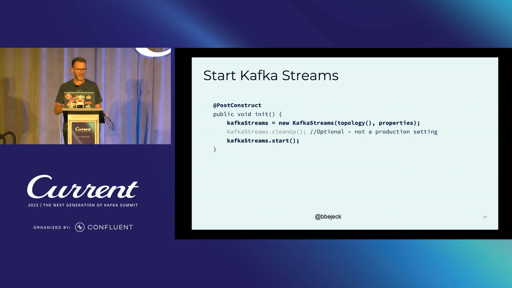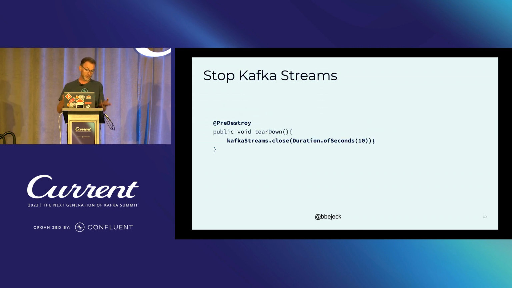Then we'll also use Spring for controlling lifecycle. Anything with this post-construct annotation, after it instantiates the class, it'll execute this method. So this will create our topology, create the Kafka Streams object, and start it up for us. And the reverse is true. As it's shutting down, Spring will execute this method to close our Kafka Streams instance.